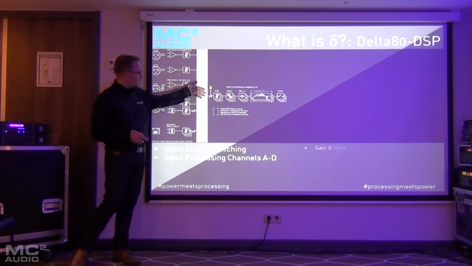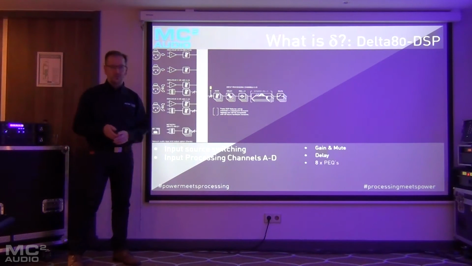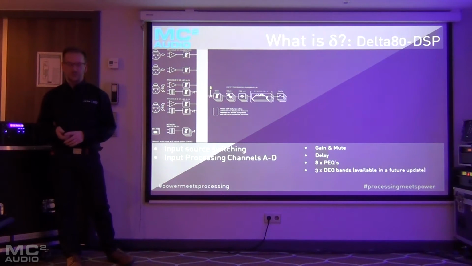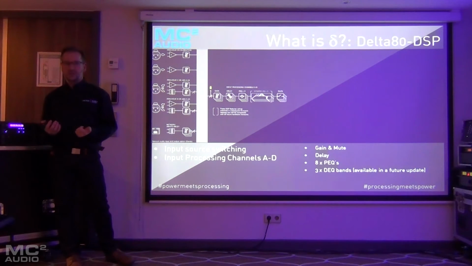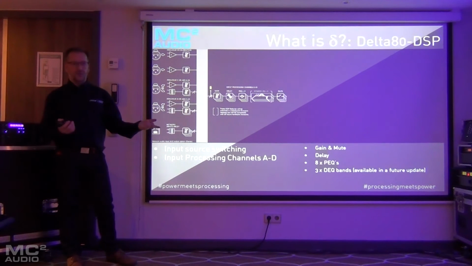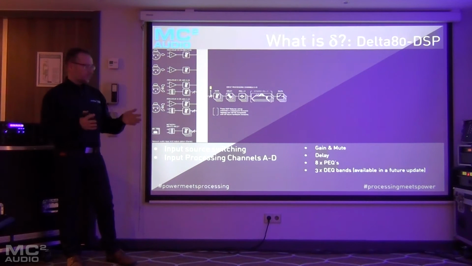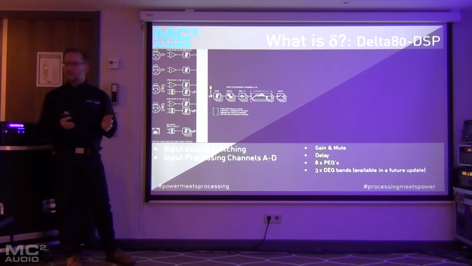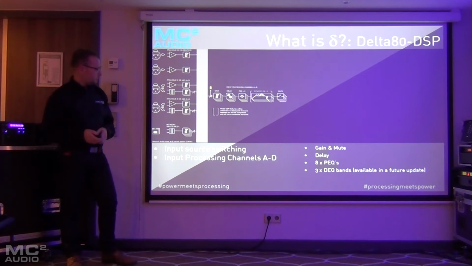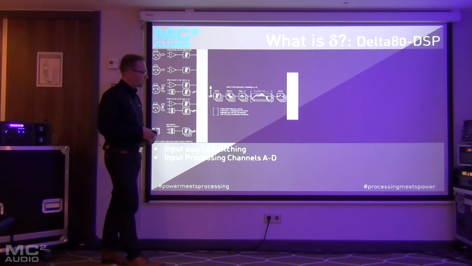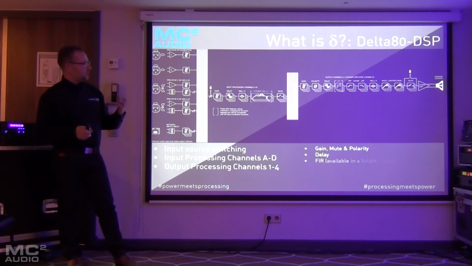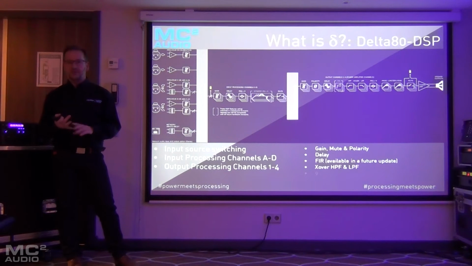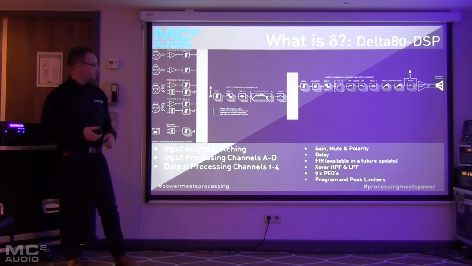The 4 outputs from the source matrix then feed 4 input processing channels, which have gain, mute, delay, 8 bands of parametric EQ, and in a future firmware update there'll also be 3 bands of dynamic EQ. So this is the same EQ that we use in the 5 series processors. Then we've got a mix matrix for the input processing. This can be used in switching mode and also in a full matrix mixing mode as well.